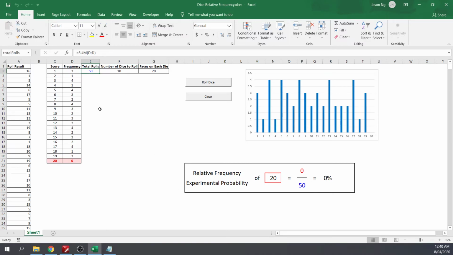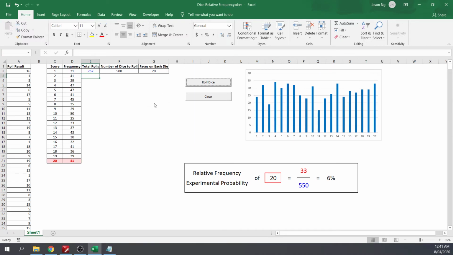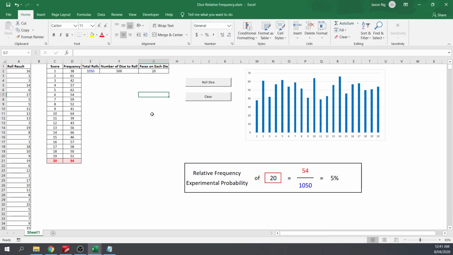Okay, let's try rolling this one a lot of times. Let's go 500 this time. Oops, not this one. This one's 500. Wow, I've worked it pretty hard. Oops, I pressed it twice. It's going to do 1,000 now. Oh well, 1,000 is fine.